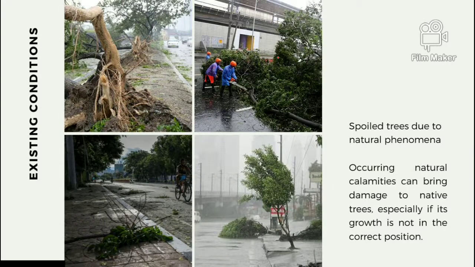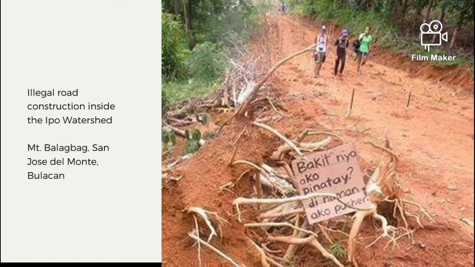So these are examples of what natural degradation looks like. These trees are after a storm. This is what happens after a huge storm when you plant exotic trees mostly. Now this one is an illegal construction inside the Ipo watershed. This is an example of direct anthropogenic degradation.